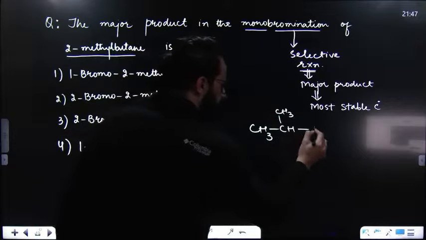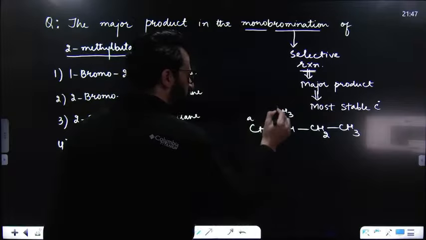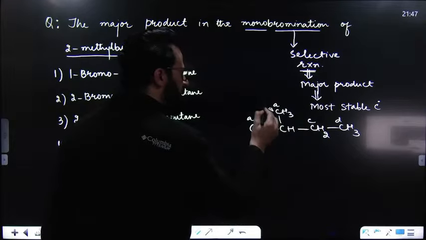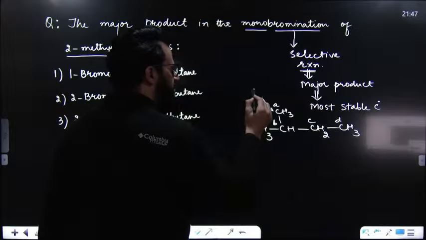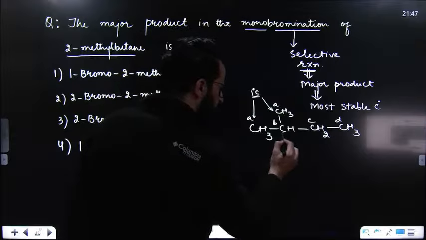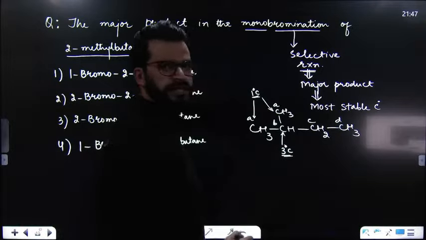Let me know in the chats quickly. If this is A, this is also A, this is B, this is C, this is D. Can I say A and this A are 1 degree carbons, and hydrogens attached to them will be 1 degree hydrogen. B is a 3 degree carbon, and hydrogen attached to this is 3 degree hydrogen.